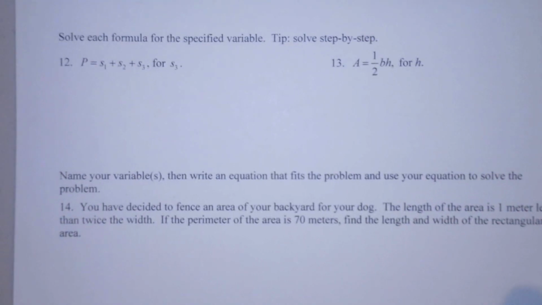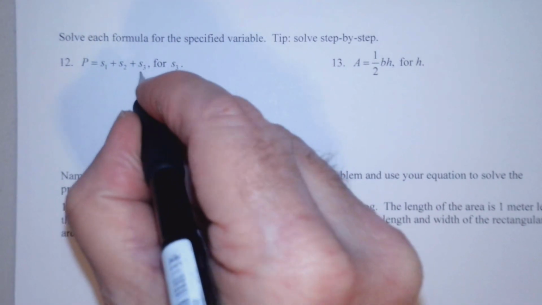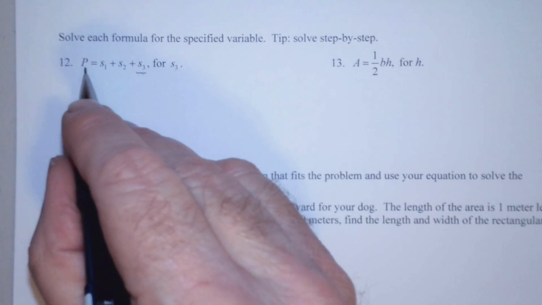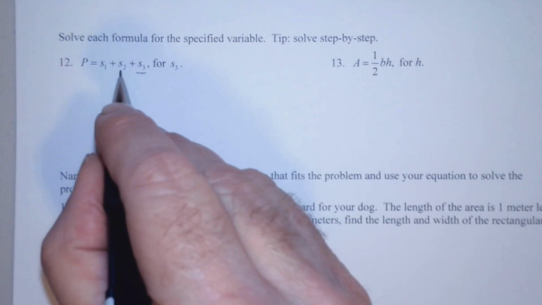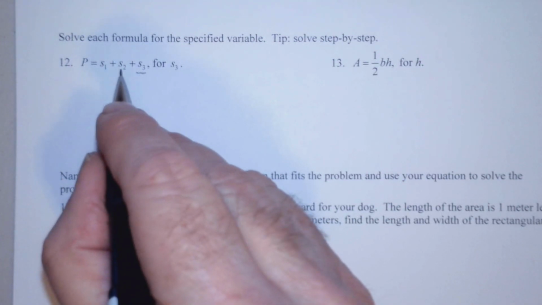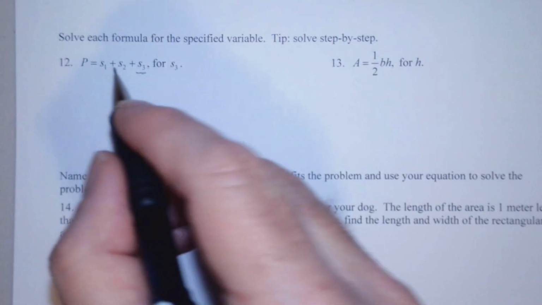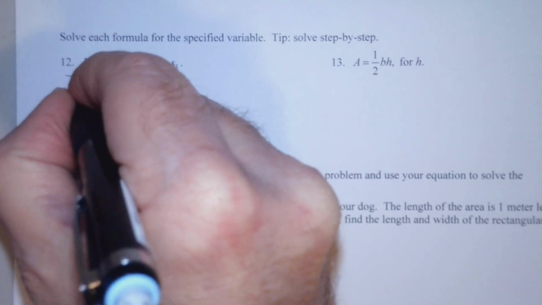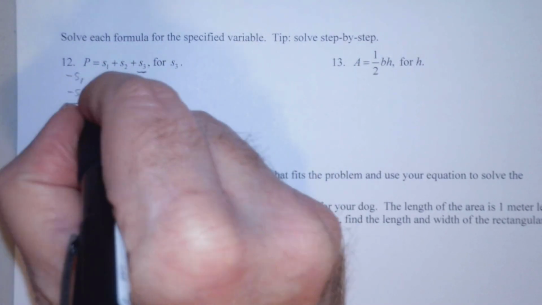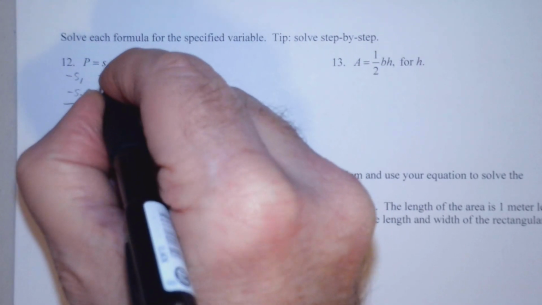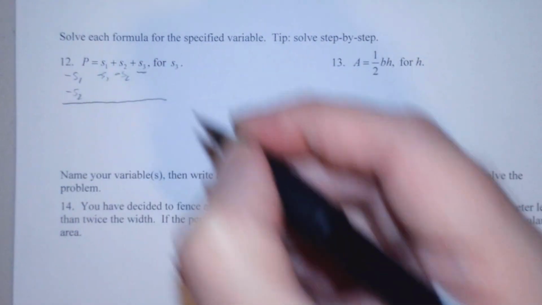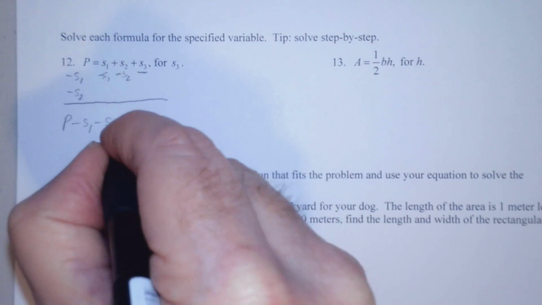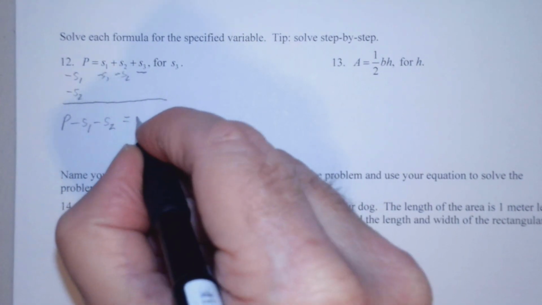All right, so if I'm trying to solve for s sub 3, I need to get rid of these two terms here. So we'll have to subtract s1, we'll have to subtract s2, and we'll do that from both sides. So basically I'm going to have to subtract s1 and s2 from the left, and minus s1 minus s2 on the right. So on the left, you'll have P minus s1 minus s2 is equal to s3.